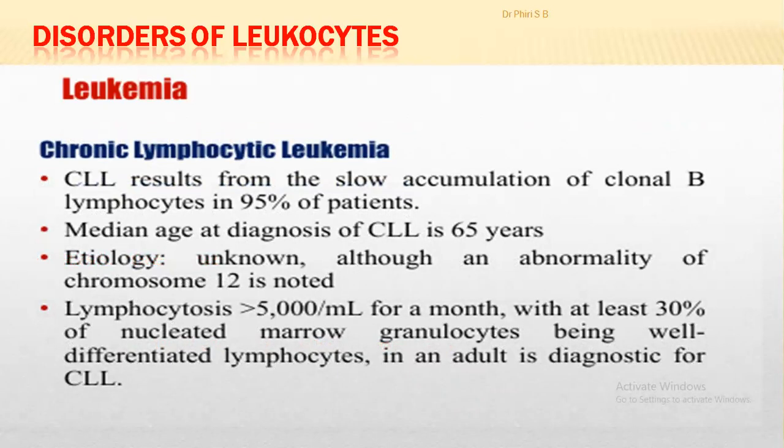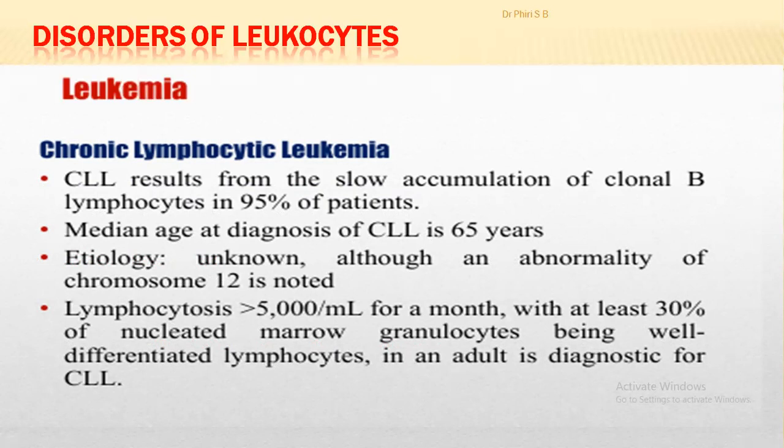Then you can also have chronic lymphocytic leukemia. The one that we discussed earlier on was the acute lymphocytic leukemia. Then you can have chronic lymphocytic leukemia, which can result from slow accumulation of clonal B lymphocytes in 95% of the patients. The median age affected at diagnosis is about 65 years. The etiology, or the cause, is unknown, although an abnormality with chromosome 12 is also noted. So they have an issue with chromosome 12.